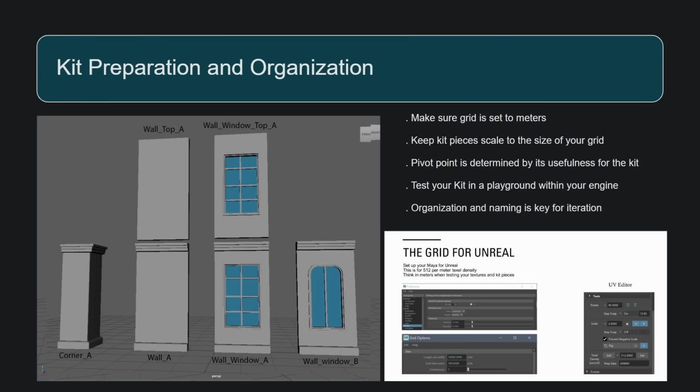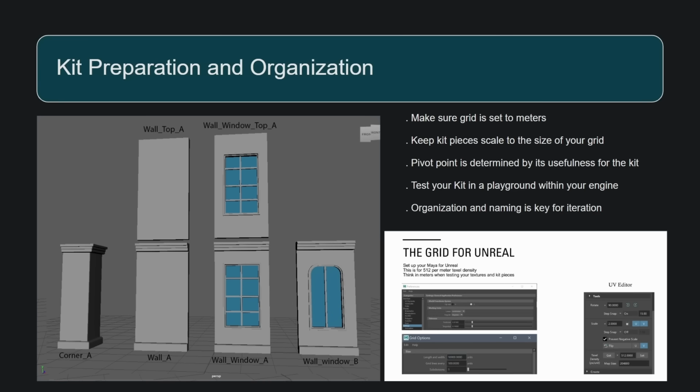Depending on the game that you're working on, your texel density might be a little bit different here and there. But more often than not, we are thinking in meters. On that point, too, keeping your pieces on the grid and snapping to the grid is just going to make assembly inside of your game engine that much easier. And it's also going to make texturing so much easier.